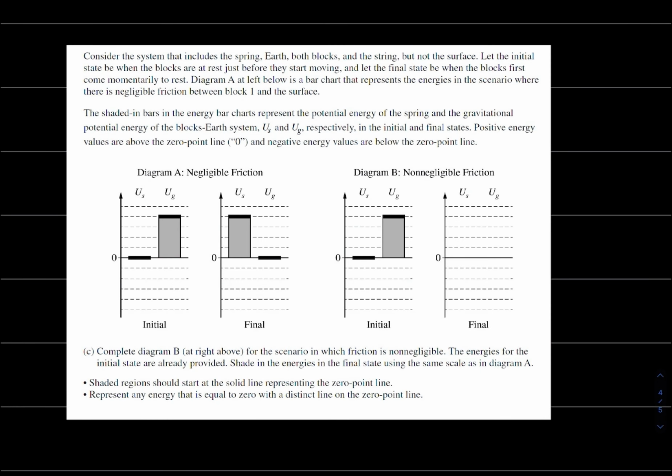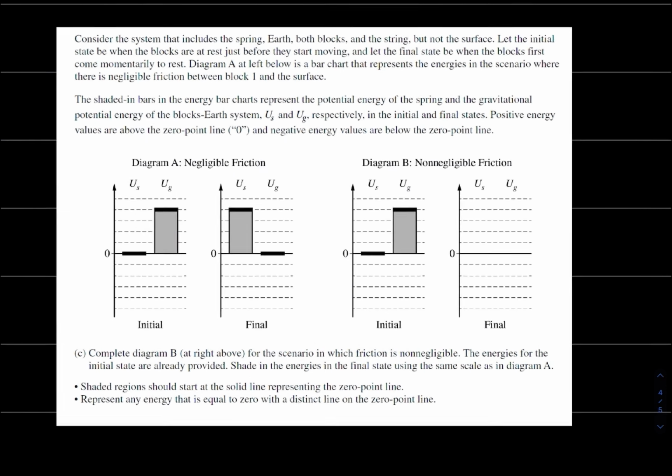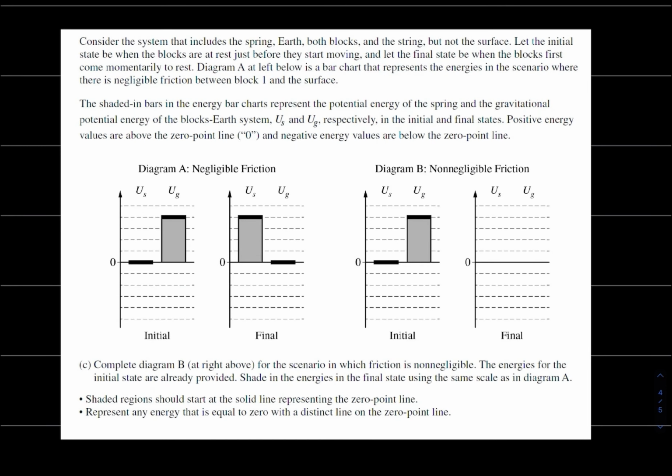Okay, there's one more thing to do and then we're done with this problem. This one actually takes a little bit of thinking, but we are up to the task. It says, consider the system that includes the spring, earth, both blocks, we've been doing that, and the string, sure, but not the surface. Why not the surface? Let the initial state be when the blocks are at rest, just before they start moving, exactly what we had before, and let the final state be when the blocks first come momentarily to rest.